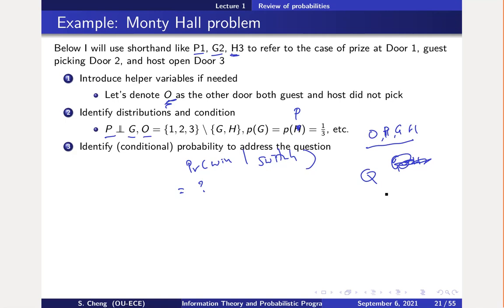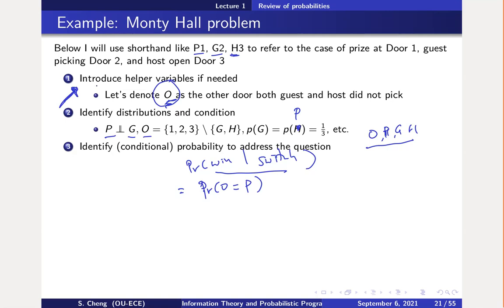So if I define this other door, that's why I like to define this over here. The case of winning is just if I switch to this other door. Therefore, the probability of winning given switching is just equal to the probability of O equal to the price. At this stage I need to introduce some helper variable, so it gives me easier notation here.